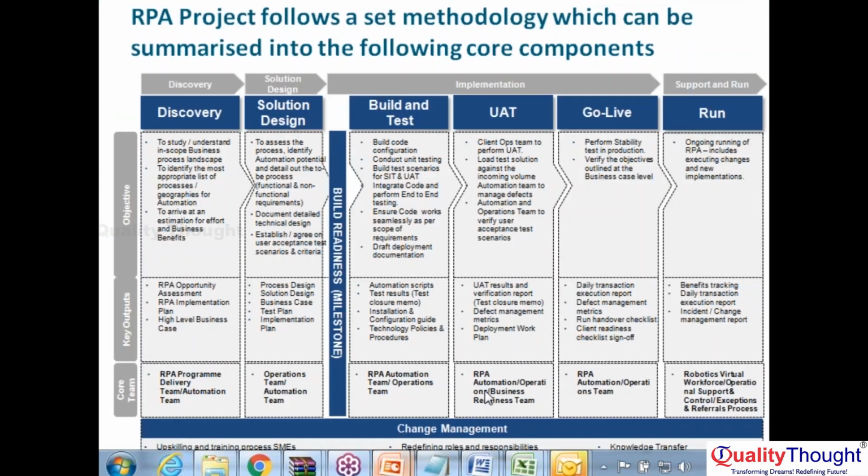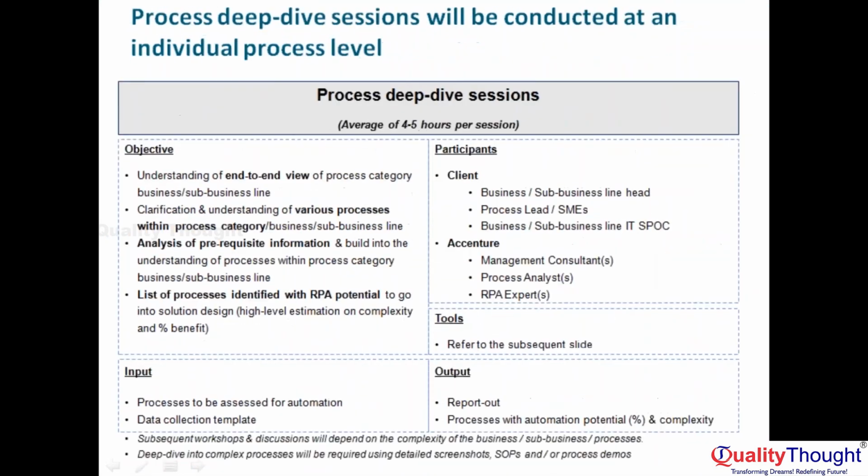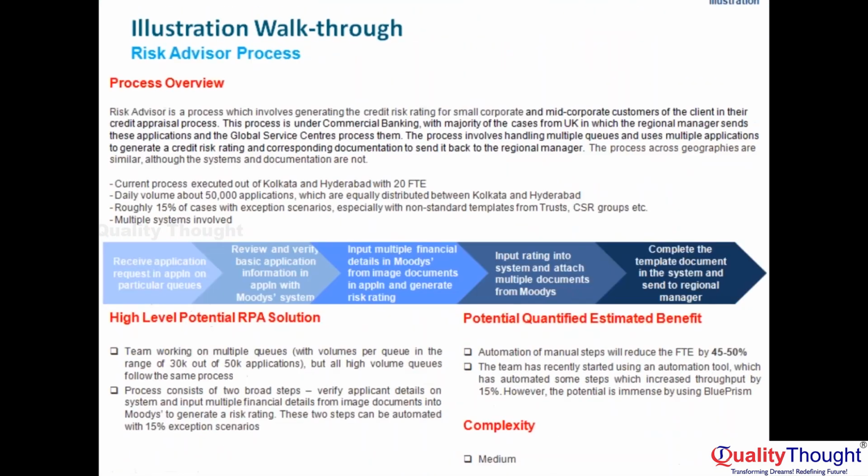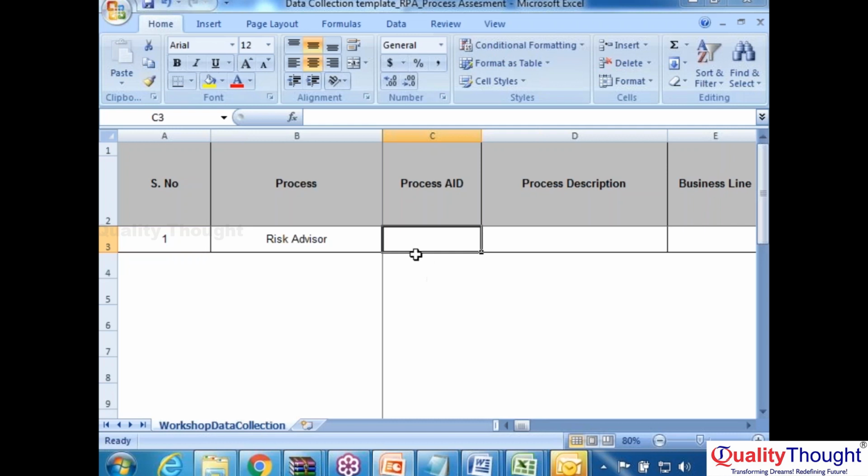Process high level information is given to me. So this is the process information given to me. Risk advisor is the process name. So we're trying to automate the risk advisor process.